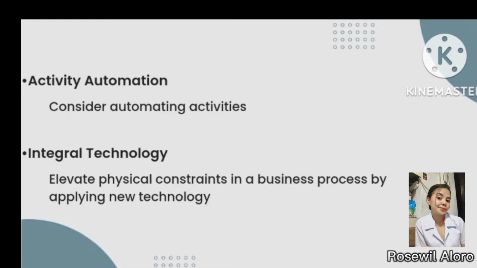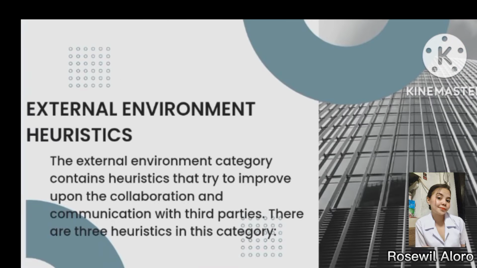Integral technology is to eliminate physical constraints in a business process by applying new technology. In general, new technology can offer all kinds of positive effects across an entire business process. For example, a BPMS may support the coordination of all its activities. A document management system, in its turn, will open up to all participants the same information available on a case. The major effect would be a better quality of service.